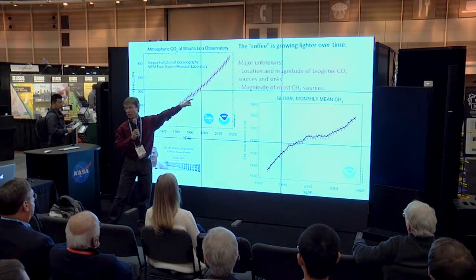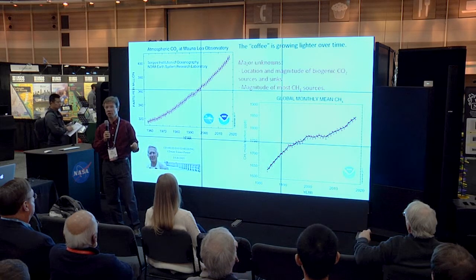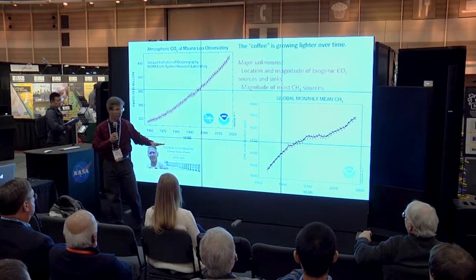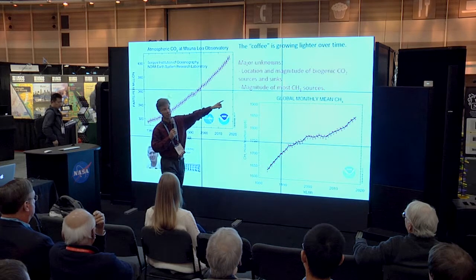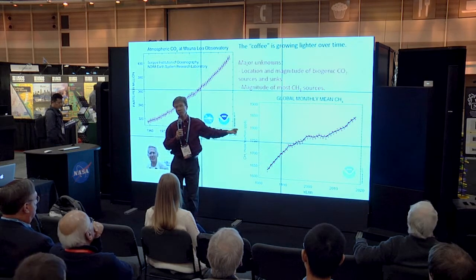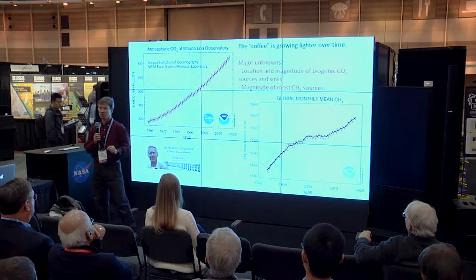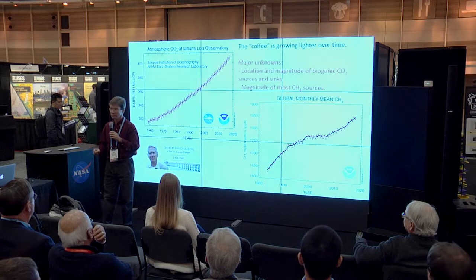What we don't know as well is what are the location and magnitudes of the biological sources and sinks of CO2. We know the anthropogenic emissions fairly well. The biological part of the story is not so well understood. And we don't know the magnitude of most of the methane sources. We know the net, but if you ask any individual source in the system, we have large uncertainty bounds. So we're trying to improve our knowledge of these fluxes.